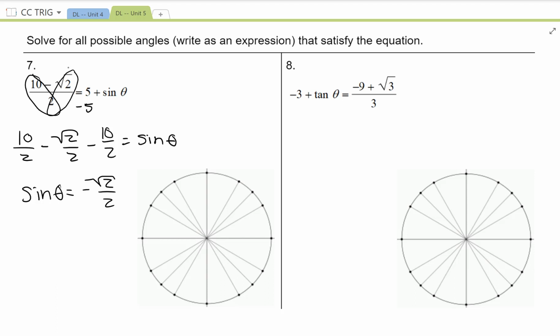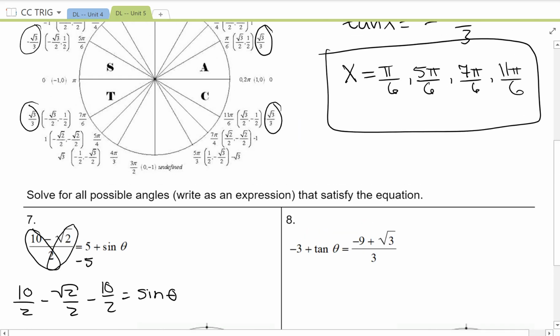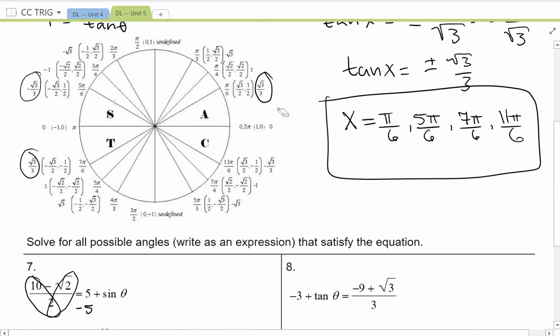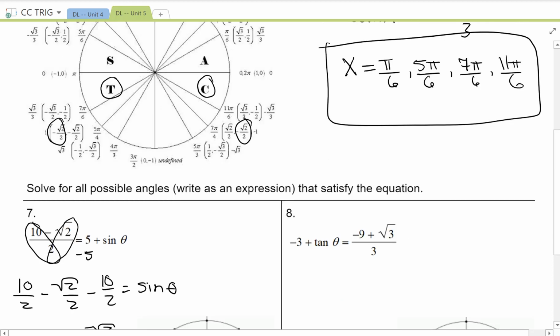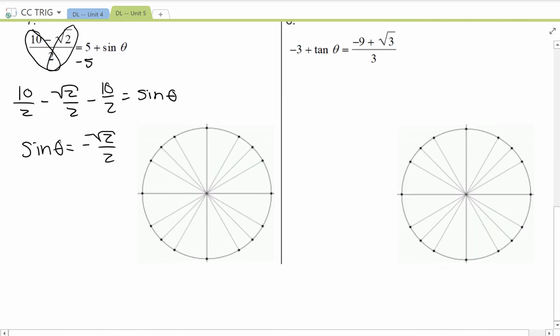Okay, so where on the unit circle is sine equal to negative root 2 over 2? So I go to where the y value is equal to negative root 2 over 2. Sine is positive in the first and second quadrants, so it's going to be negative in the third and the fourth. And where's the y value negative root 2 over 2? At 5 pi fourths and 7 pi fourths. So let's take a look. That would be here at 5 pi fourths and at 7 pi fourths. So theta is equal to 5 pi fourths and 7 pi fourths.